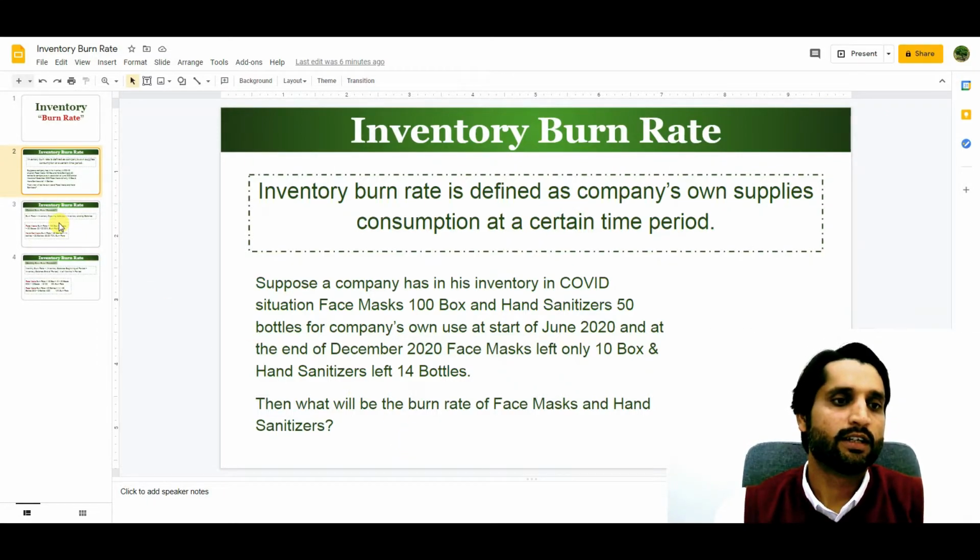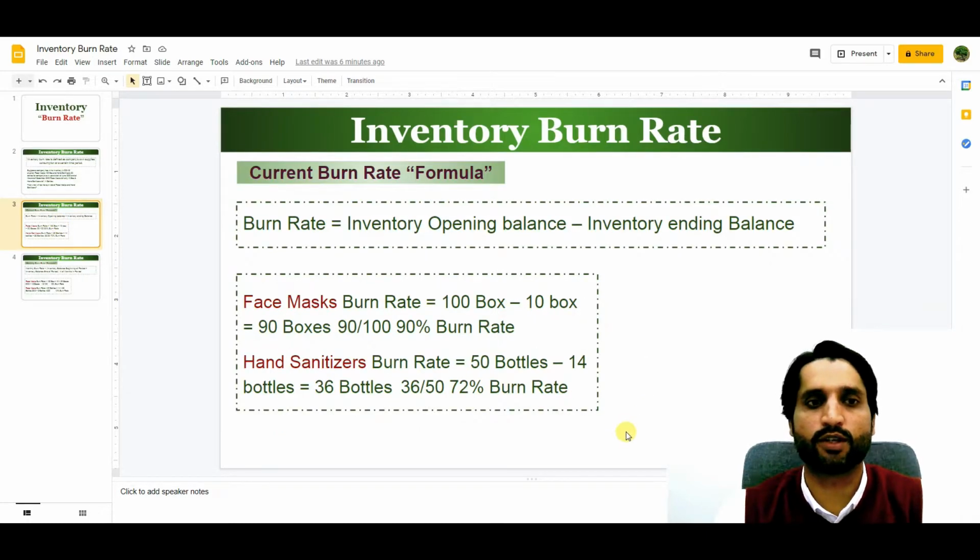Let's move on. There are two methods to calculate inventory burn rate. One is current burn rate. Current burn rate is equal to inventory opening balance minus inventory ending balance. In the face mask scenario, we had in our inventory 100 boxes at the beginning of June, and at the end of December we were left with 10 boxes. So our burn rate is 90 boxes in 6 months. So 90 divided by 100 is equal to 90%, which will be our burn rate.